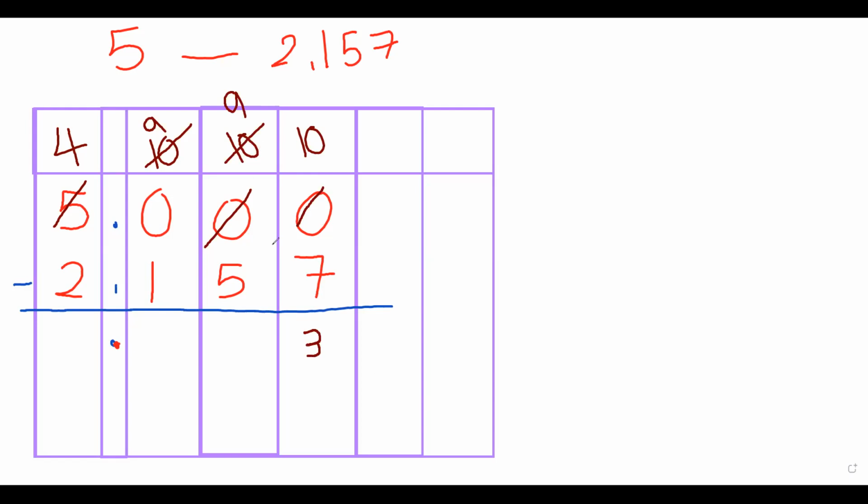Yes, you count. 10 minus 7, 3. And then 9 minus 5, 4, bravo. 10 minus 1, 8. And don't forget the decimal point. And then 4 minus 2 equals 2. Bravo. So the final answer here is 2 and 843 thousandths.